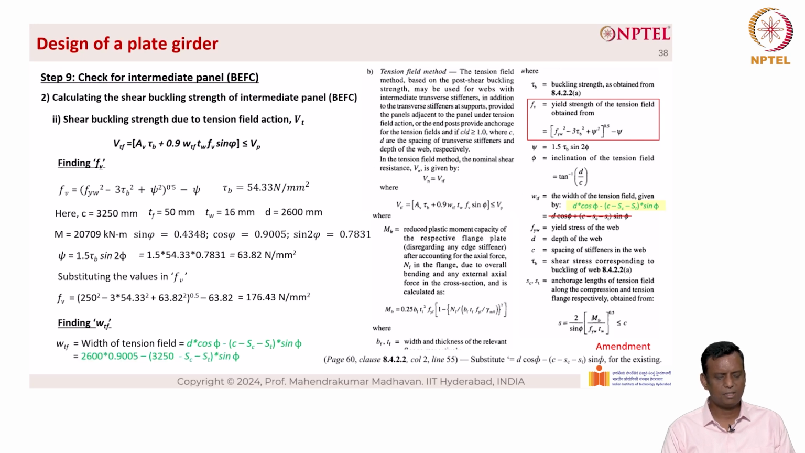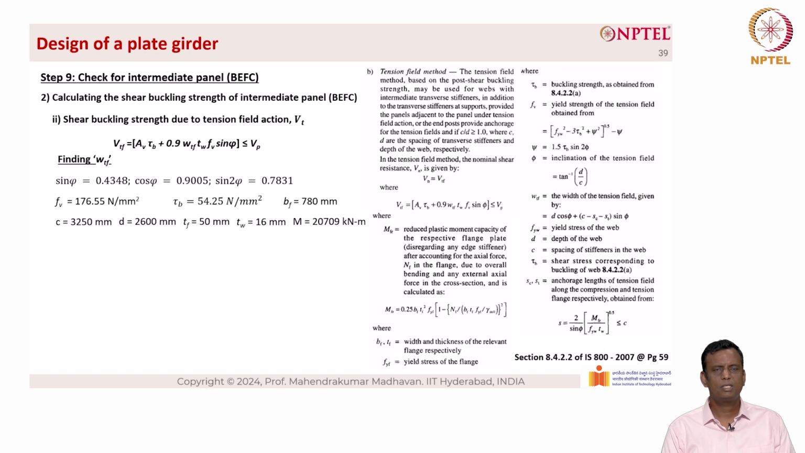So substituting the values, we have 2600 into 0.9005 minus 3250 minus s sub c minus s sub t into sin phi. Now it boils down to finding the values of s sub c and s sub t. S sub c and S sub t are the anchorage lengths of the tension field along the compression and tension flange respectively, obtained from S equal to 2 by sin phi into MFR divided by Fyw into Tw, the whole power 0.5, which should be less than or equal to the spacing C.